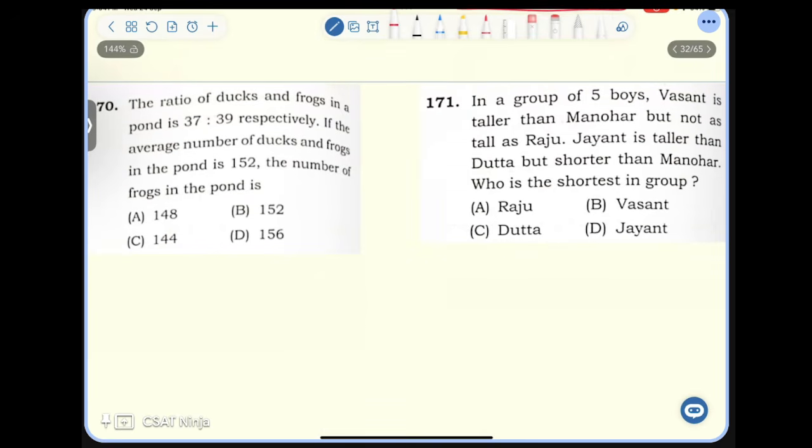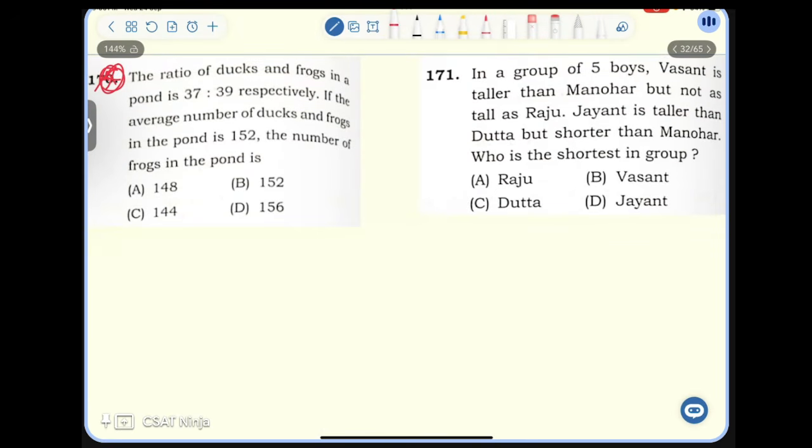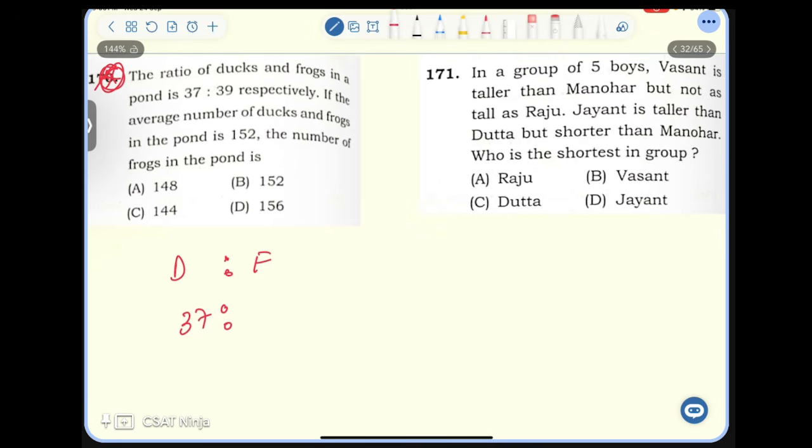Next. This type of question is a favorite question for NPS and NSSB. The ratio of ducks and frogs in a pond is given. That means there are ducks as well as frogs. Their ratio is 37 is to 39. What is given? The average number of ducks and frogs in the pond is given, which means the average of ducks plus frogs is 152.